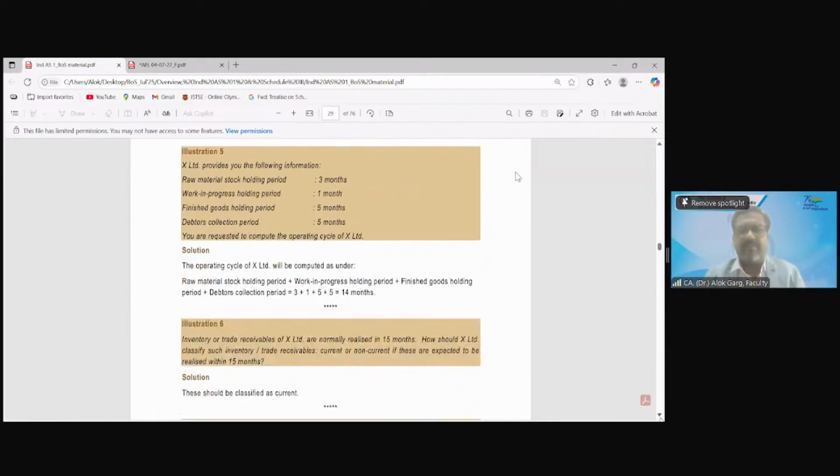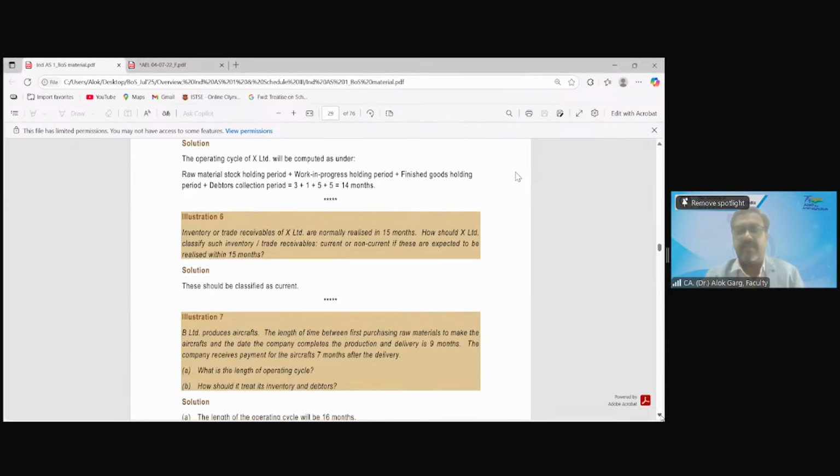This illustration number 5 we have covered. Illustration number 5 is on operating cycle. I have taken an example: raw material 3 months, 8 months, 4 months, 3 months. Inventory or trade receivable of X Limited are normally realized in 15 months. How should X Limited classify such inventory or trade receivable, current or non-current, if these are expected to be realized within 15 months? It has to be current.